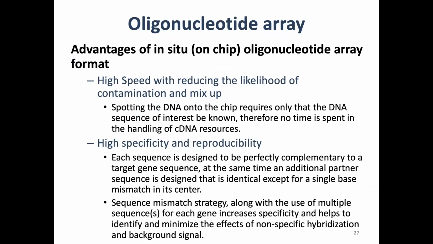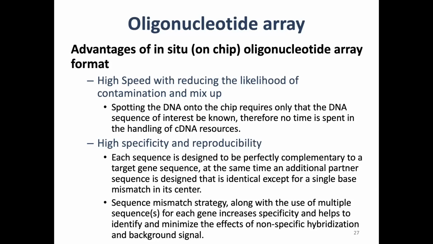The next is the oligonucleotide array. It's in situ on chip. It has a high speed with reducing the likelihood of contamination and mix-up. Why high speed with reducing the likelihood of contamination? Because we are designing very short sequences, oligos. So it is very short, and it reduces the contamination and mix-up. And we'll learn more about why it reduces the contamination and mix-up in the coming slides.